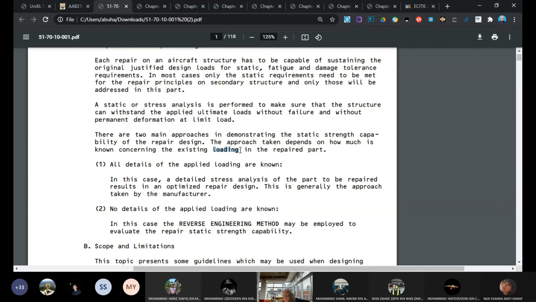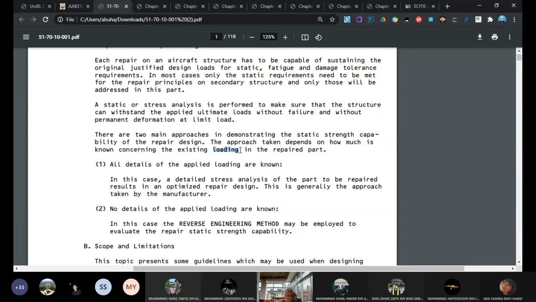So in most cases we are in condition number two, where we are not able to get the detail. However, we still need to look for the loads. The loads have to be developed through reverse engineering methods. I will show you later.